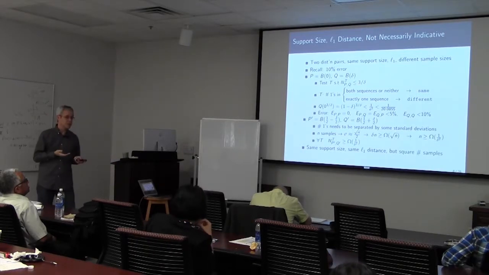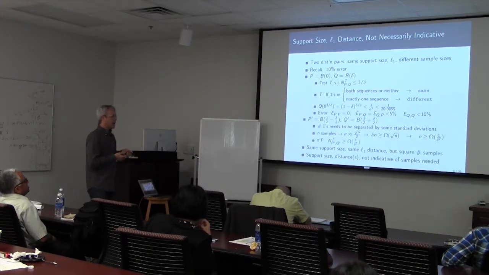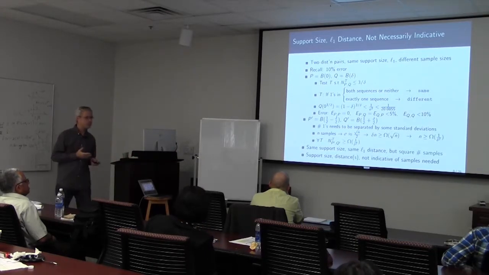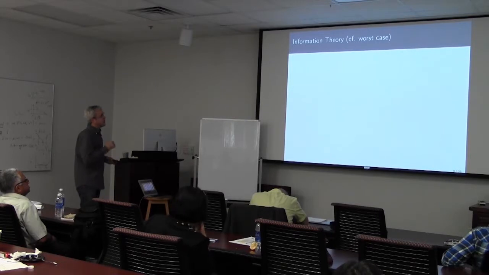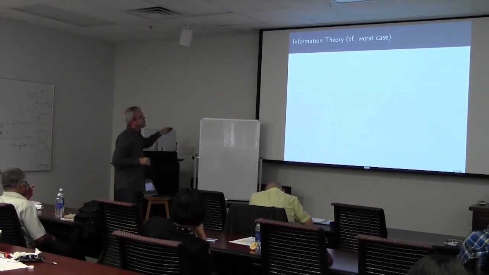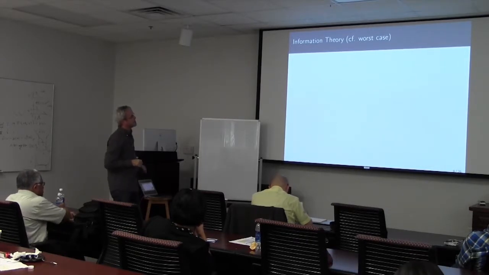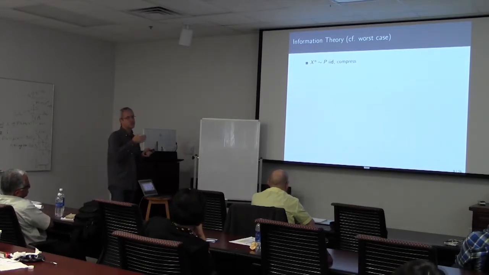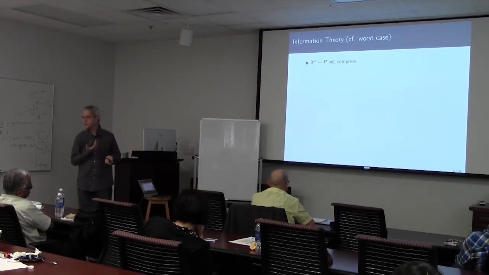So the L1 distance is not the right measure, the support size is not the right measure. The L1 distance and other distances are not the right measure, so this is not what we want to look at. In contrast, what we want to do is a little more information theoretic, and I want to contrast it to our worst case analysis. So in data compression, we have a sequence of length n distributed according to some probability p, and again, we're going to assume now IID, which we want to compress, right?